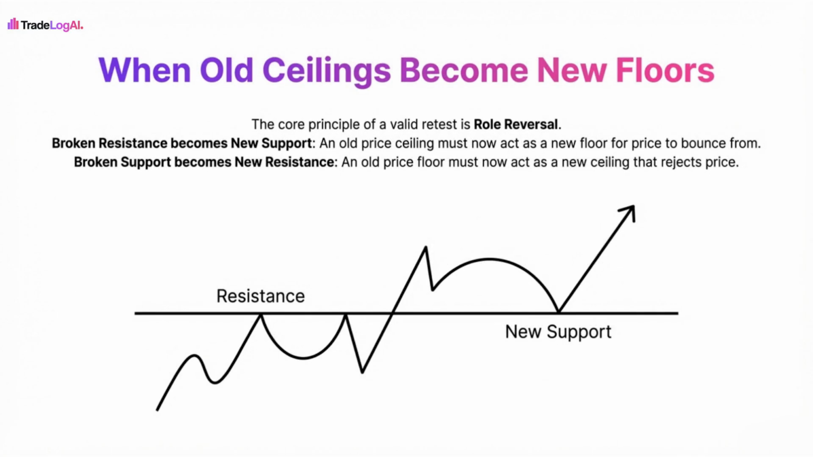This is the core concept. Role reversal. Old resistance becomes new support after a bullish break, and old support becomes new resistance after a bearish break. If the old ceiling cannot act like a new floor, the entire breakout thesis is weak, because the market failed to flip the level.